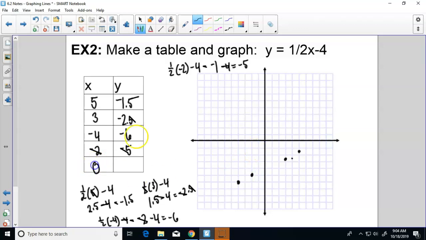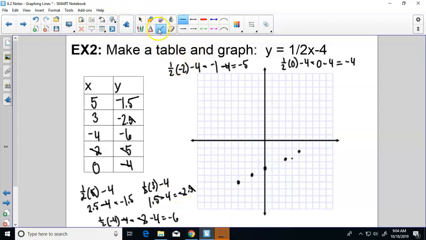And I always like to use 0. So half of 0 minus 4 is going to be 0 minus 4, which is going to be negative 4. So 0, negative 4. And you'll see the points that we've picked right here, they all line up very nicely right here along this line.